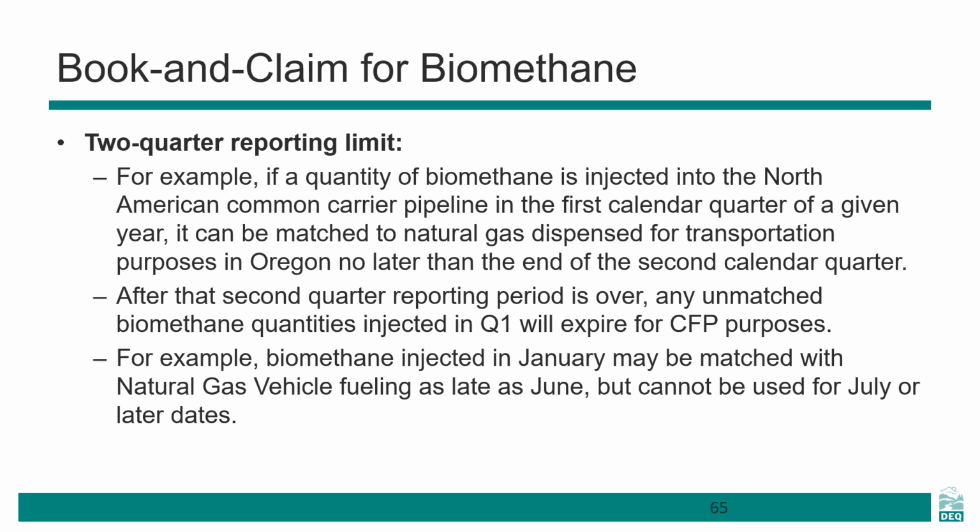For example, biomethane injected into the pipeline in January may be matched with natural gas vehicle fueling as late as June, but once July rolls around, then it's expired and can no longer be used, and you would need to find renewable natural gas that had been injected in April or later to be used in June.